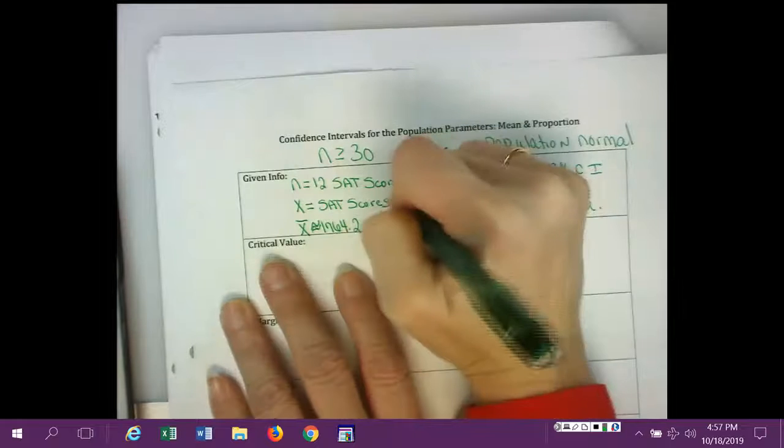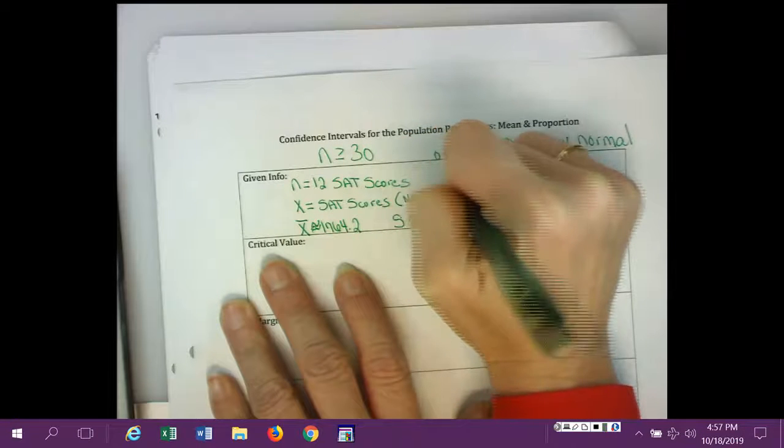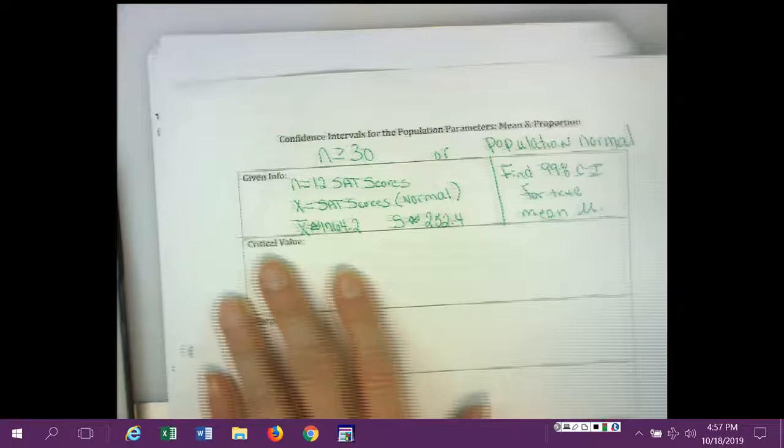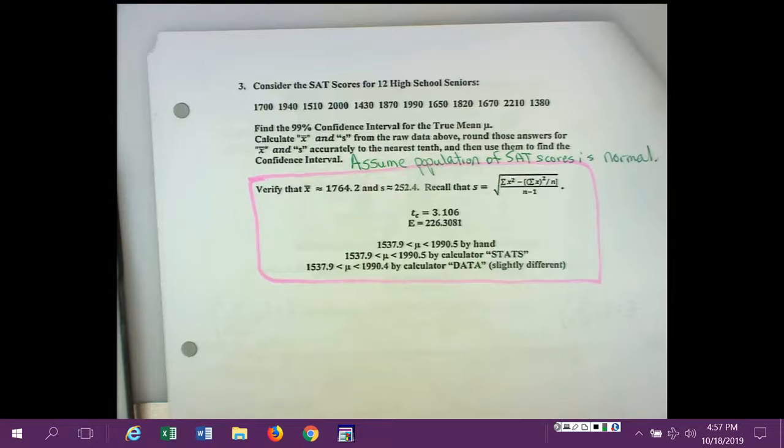Now, what I'm going to do is I'm going to go back and I'm going to write in here that they tell us the population is normal. Now, why is this a T and not a Z? Is sigma, population standard deviation, known? Do they say anywhere in the paragraph, assume population standard deviation is blank? Let population standard deviation be blank.